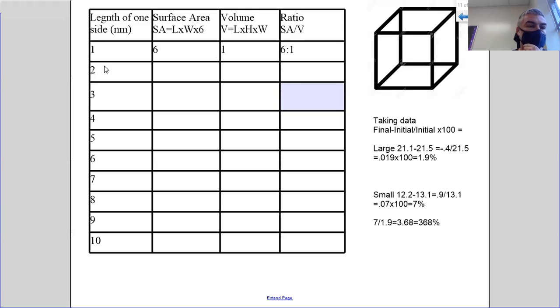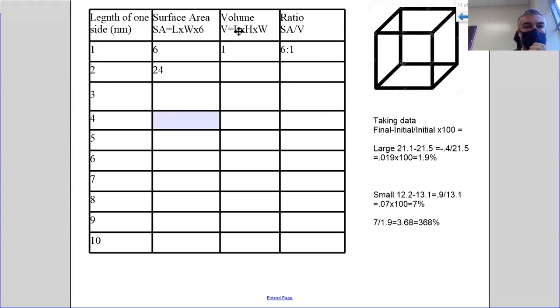I'll do number 2. This one is going to be 2 nanometers, so this cube is going to be slightly larger. So 2 times 2 is 4, times 6 is 24.